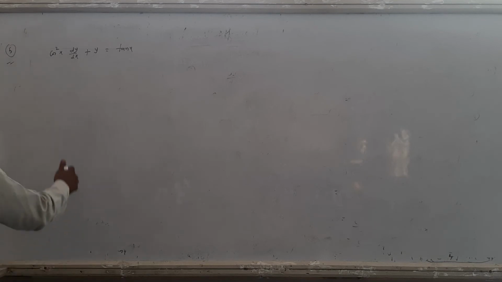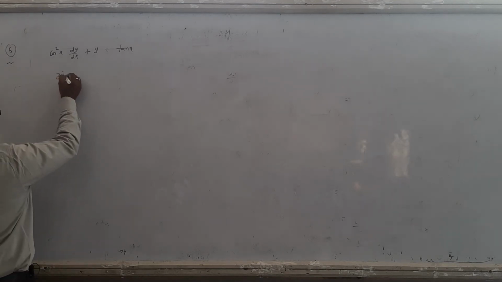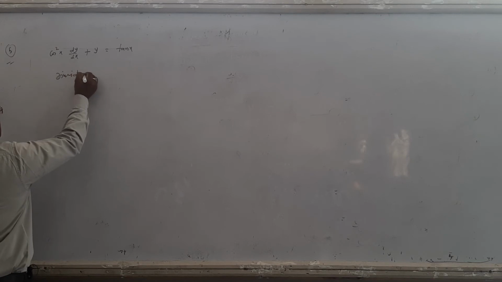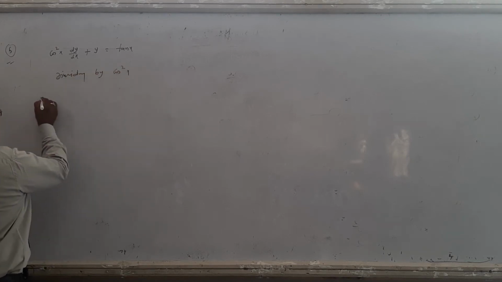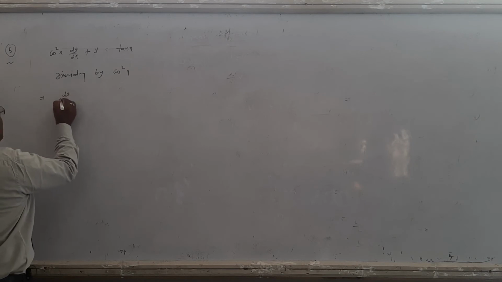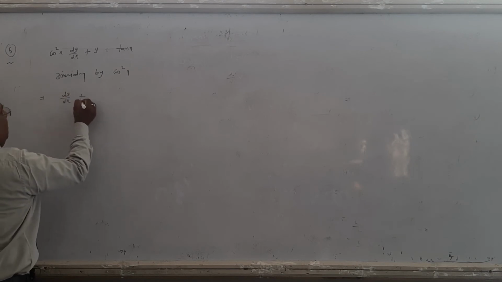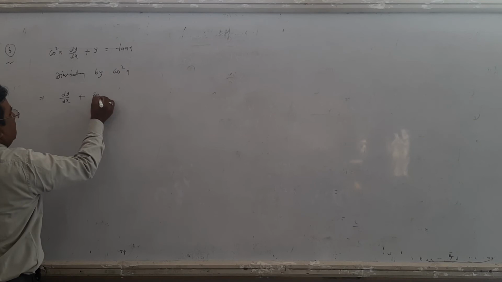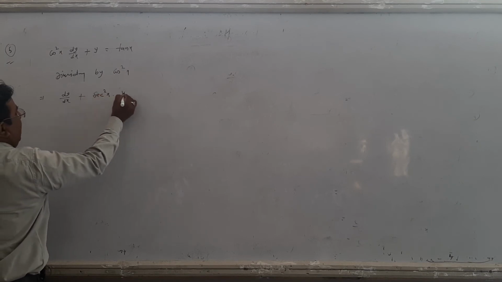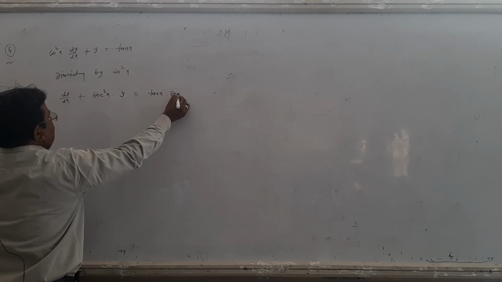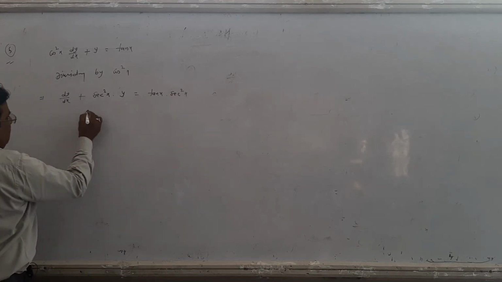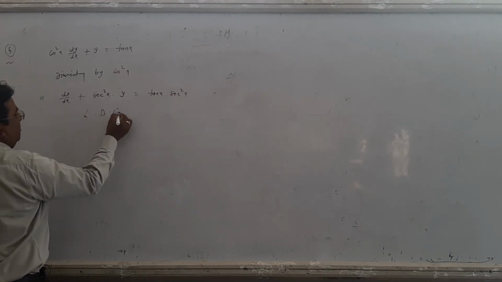Now dividing by cos square x on both sides, this side is dy by dx. Now 1 upon cos square x is sec square x, so sec square x into y equals to tan x sec square x, since 1 upon cos square is sec square. Now this is a linear differential equation, right?